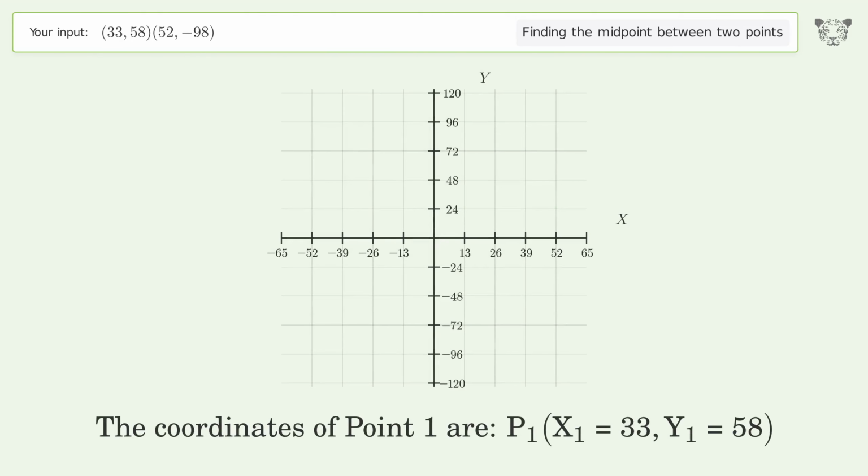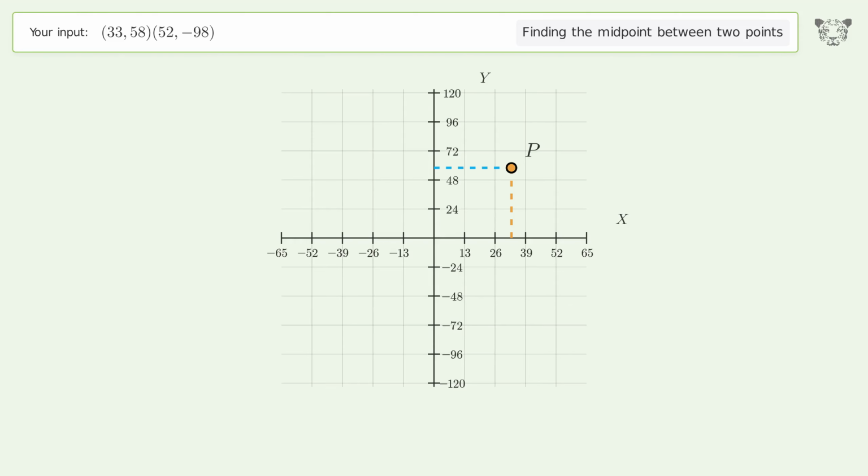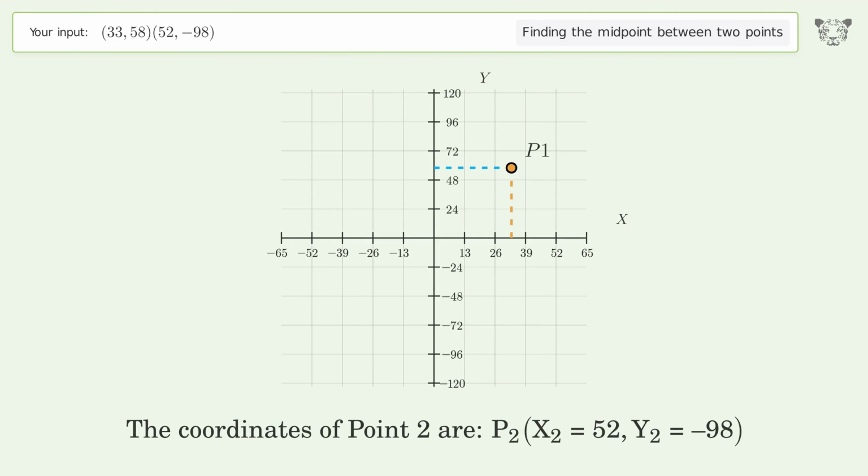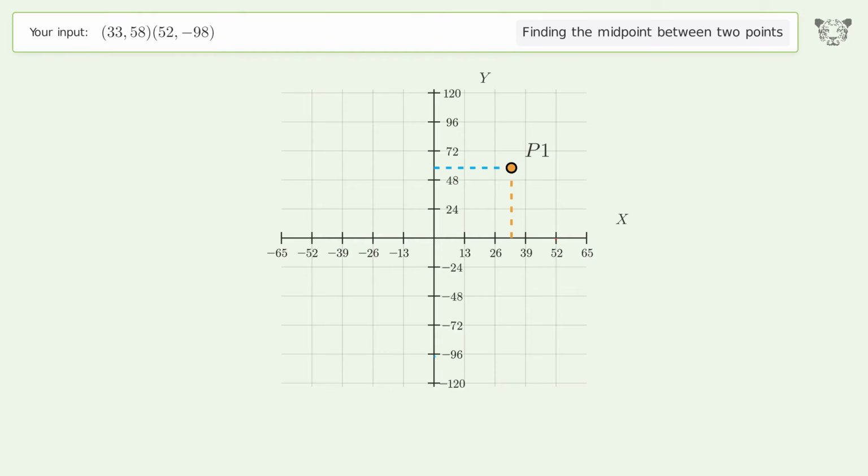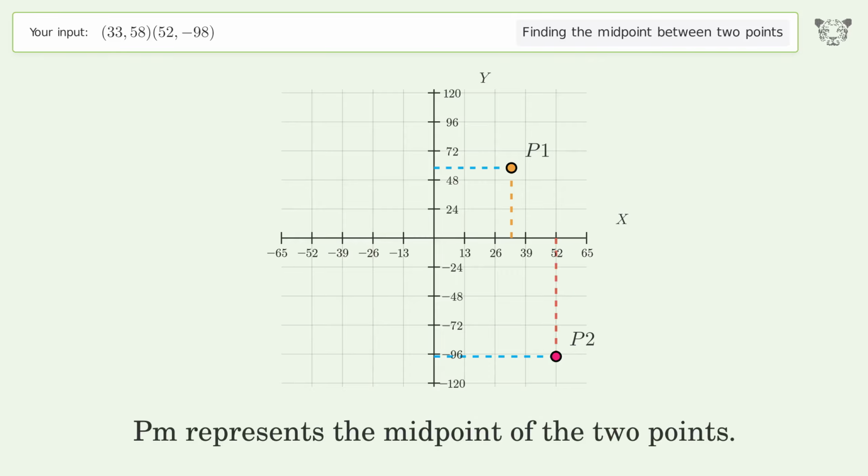The coordinates of point 1 are, x1 equals 33, y1 equals 58. The coordinates of point 2 are, x2 equals 52, y2 equals -98. PM represents the midpoint of the 2 points.